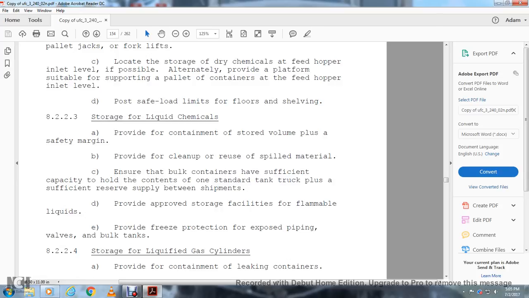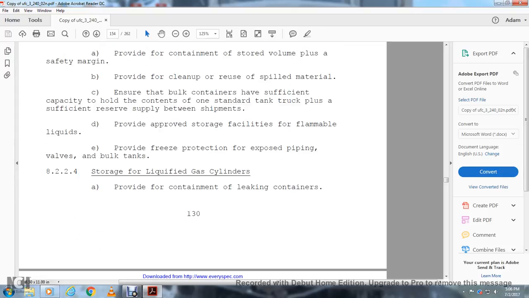8.2.2.3. Storage of liquid chemicals. Provide containment for stored volume plus safety warnings, and provide for the cleanup or reuse of spilled material. Provide bulk tanks and containers with capacity sufficient for the contents of one standard tank truck plus a sufficient reserve supply between shipments. Provide approved storage facilities for flammable liquids. Provide freeze protection for exposed piping and outdoor tanks.